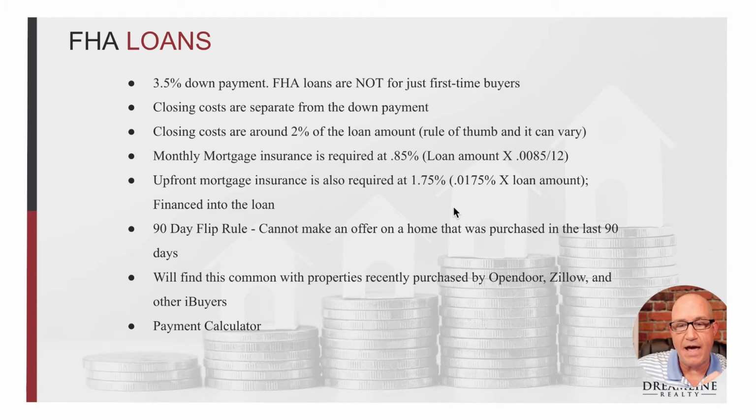And then they also have an upfront mortgage insurance premium, which is 1.75% of your base loan amount. So basically, once you calculate and deduct the 3.5% off of your sales price, then they tack on 1.75% of that number, which will be your total loan amount.